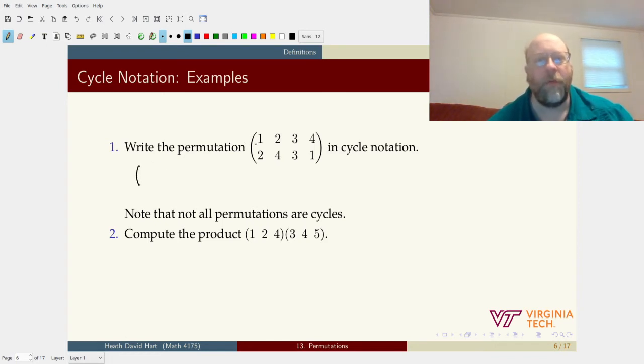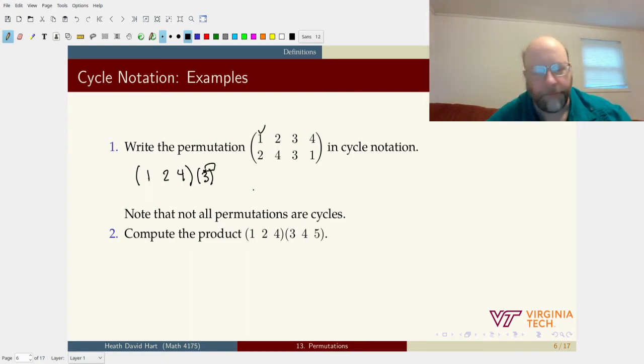So we're going to start with a 1, and I see that 1 goes to 2. And then I see that 2 goes to 4, and then I see 4 goes back to 1, but I already have a 1 in my cycle, so I close the cycle. And then everything has been listed here except for a 3, but 3 goes to itself, and so nothing happens to the 3. 3 cycles all the way back to itself.